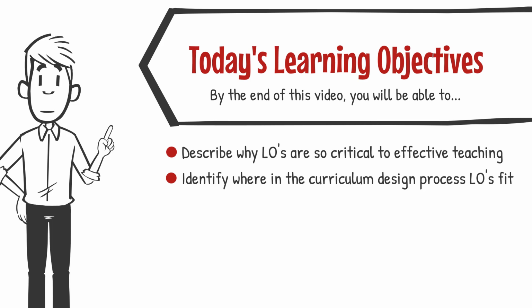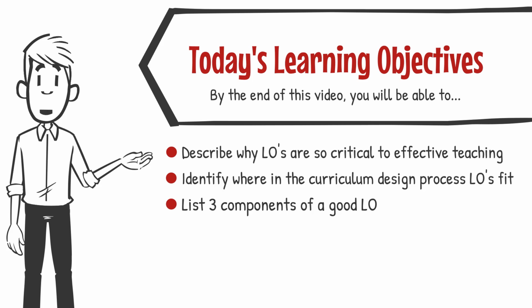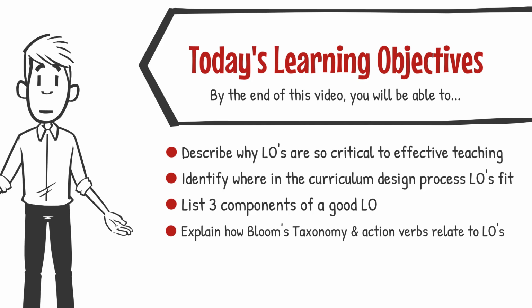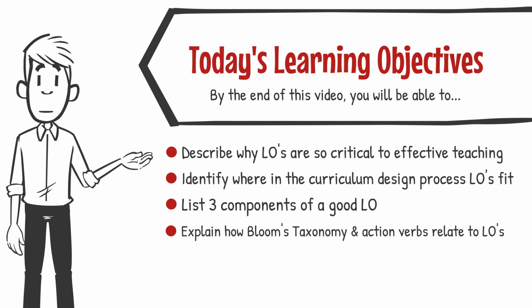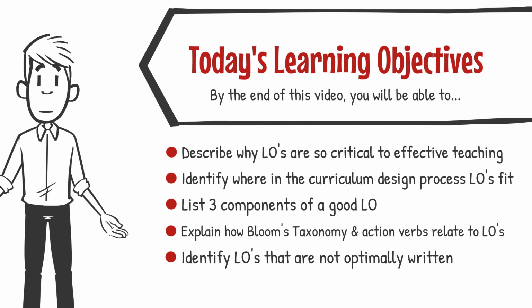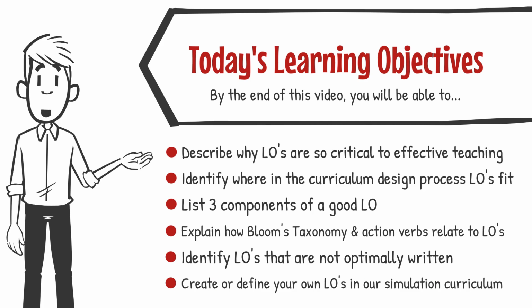3. List 3 components of a good learning objective, including it being measurable, precisely defined, and appropriate for learner level. 4. Explain how Bloom's taxonomy and action verbs relate to learning objectives. 5. Identify learning objectives that are not optimally written. And 6. Create or define your own learning objectives in your department's sim curriculum.